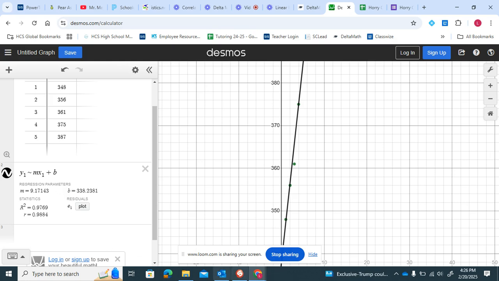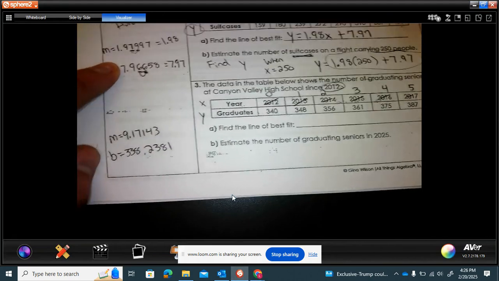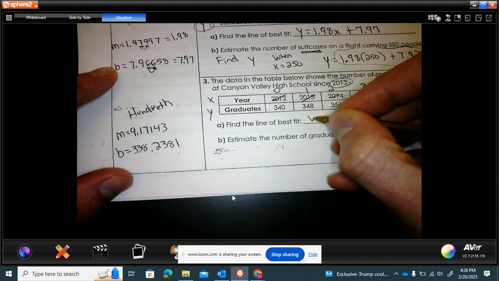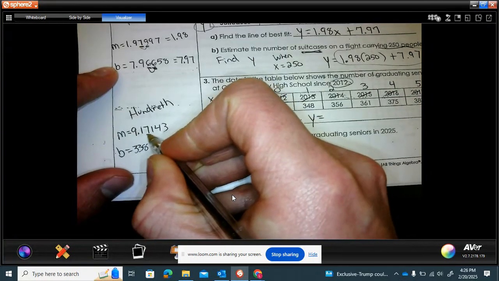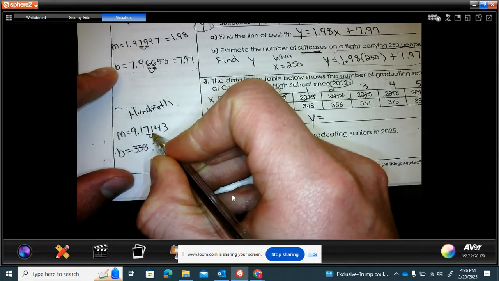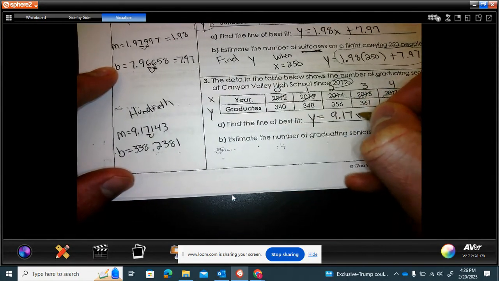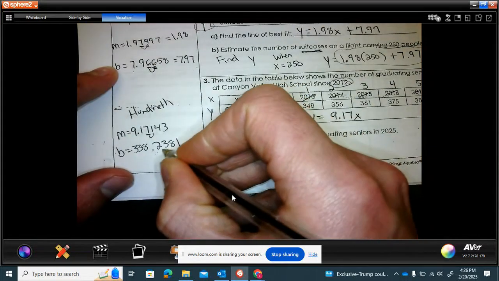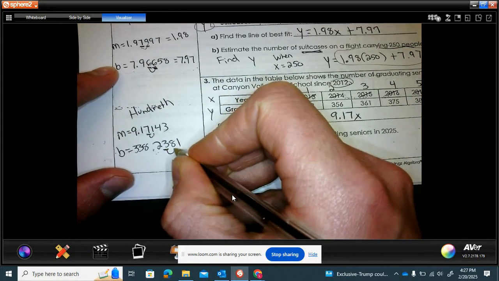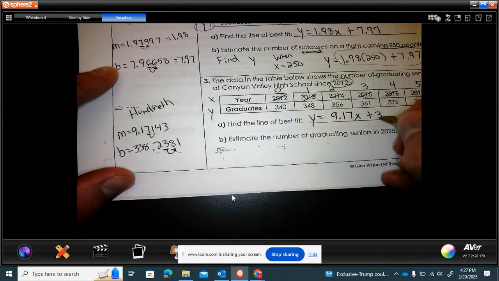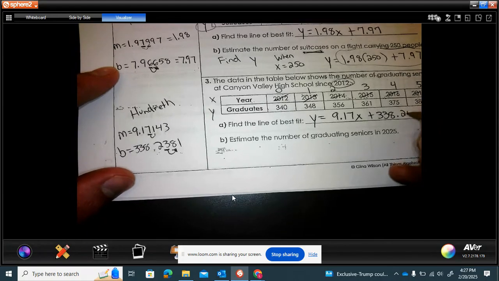338.2381. And then again, most of the time, Delta Math is going to ask you to round to the nearest hundredth. So we'll round this to the nearest hundredth. And that would be y equals 9.17x. 7 is the hundredth place. Look to the right, it's a 1, so it's going to stay a 7. Put an X next to it. 3 is in the hundredths place. Look to the right, it's an 8, so that 3 is going to become a 4. So it's plus 338.24.